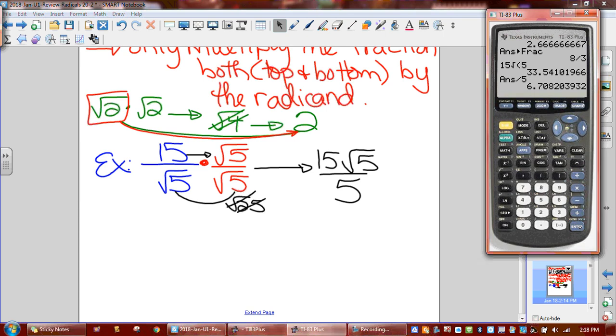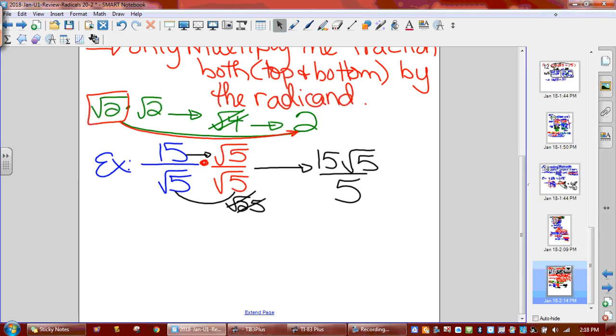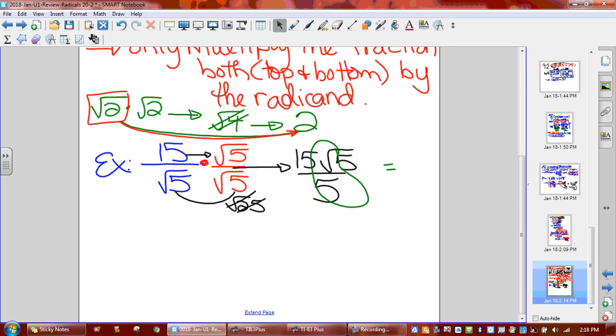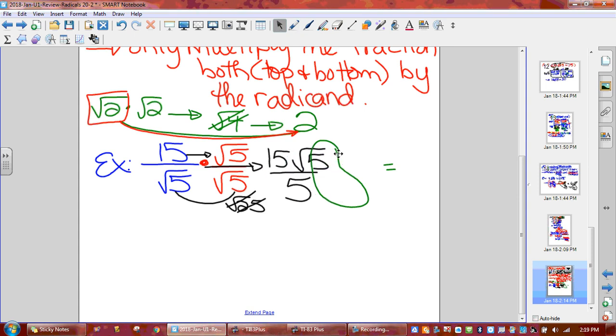So our final answer is going to look like, let's move this over a little bit. Times root 5. Okay, so the 15 is going to slide beside the 5 there. That's what was happening. So now that's going to give me 3 root 5.